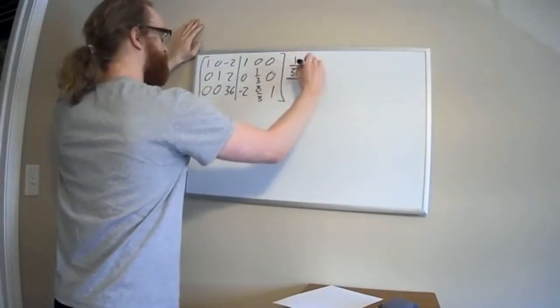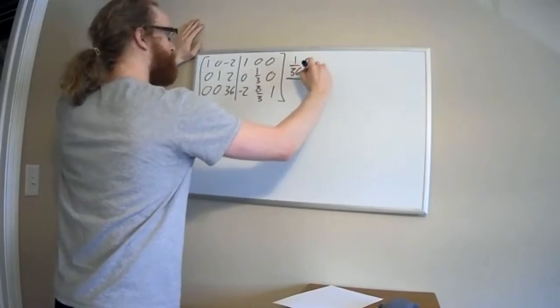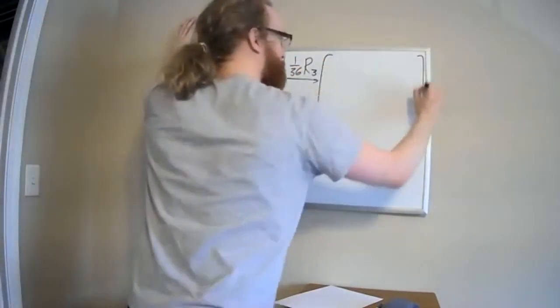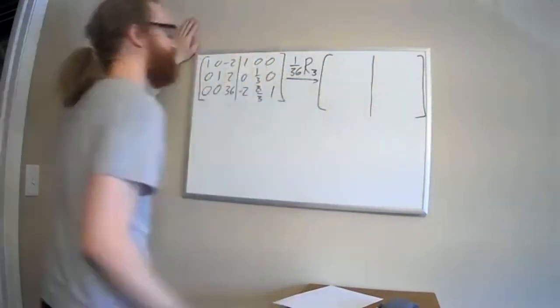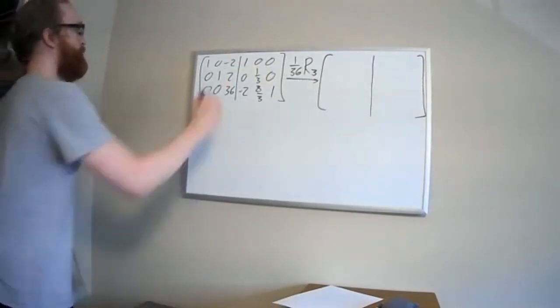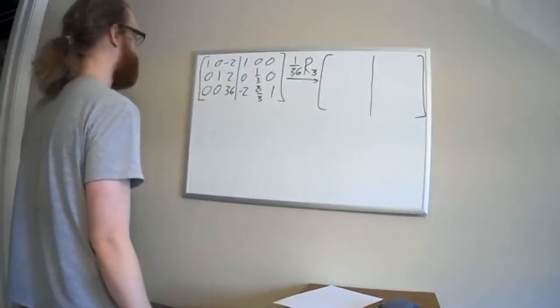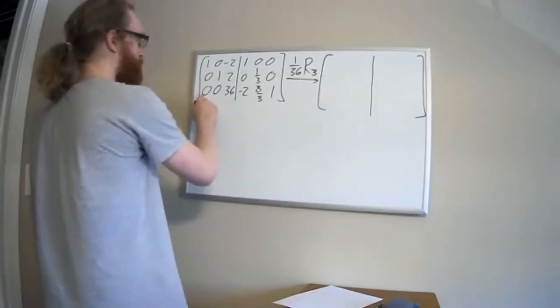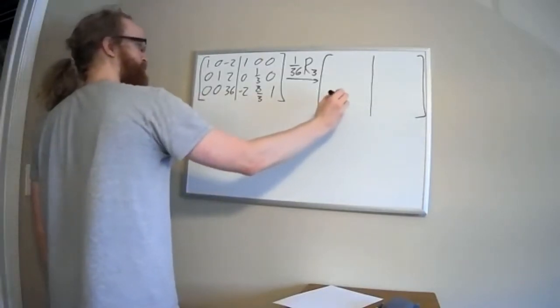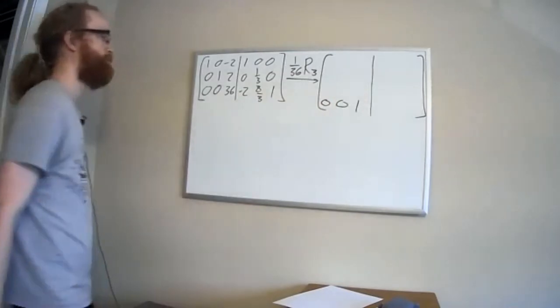Oof, okay, I picked bad numbers, but that's fine. I guess I shouldn't say that. There's no such thing as bad numbers, right? This will still work out. We'll just have to be good with fractions. So divide everything here by 36. What do we get? We get 0, 0, 1.